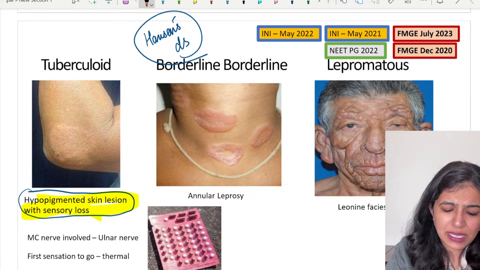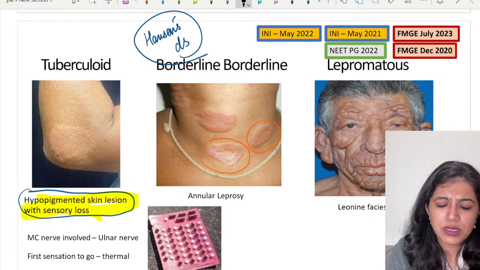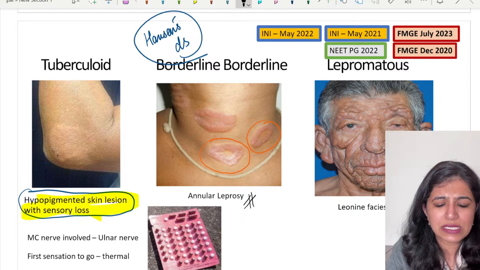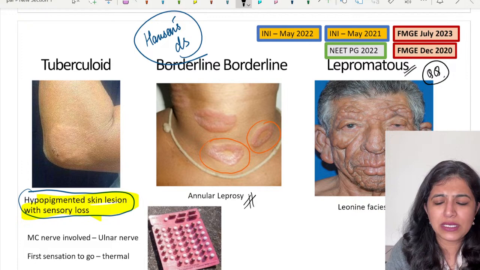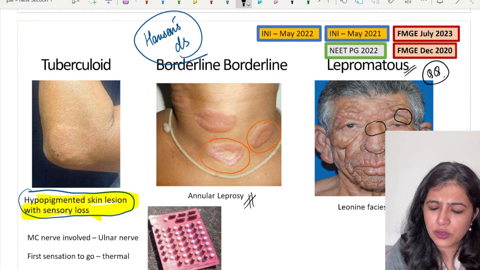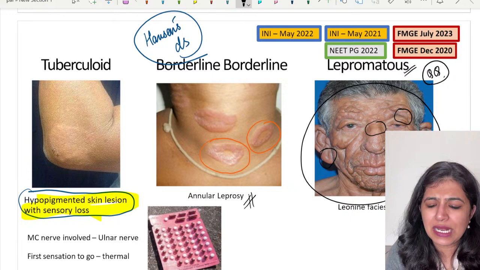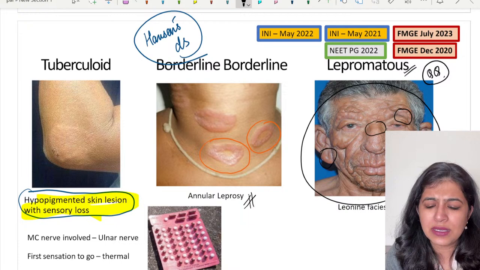Then if a patient presents with these ring-shaped lesions and the options are the leprosy types, the answer is borderline leprosy, which has these beautiful ring-shaped annular lesions. Then this was the image in the 2020 exam. This is leonine facies seen in lepromatous leprosy. You see there is loss of eyebrows, madarosis. Then there is saddle nose. There are Buddha ears. And the whole face looks like a lion. So this is the typical leonine facies which we see in LL leprosy.